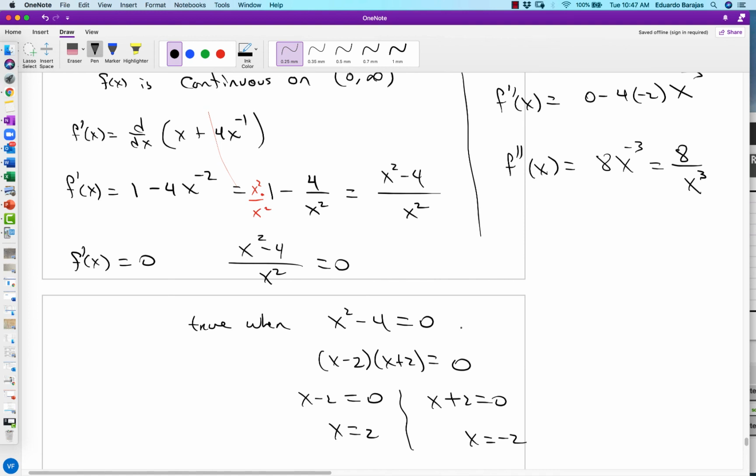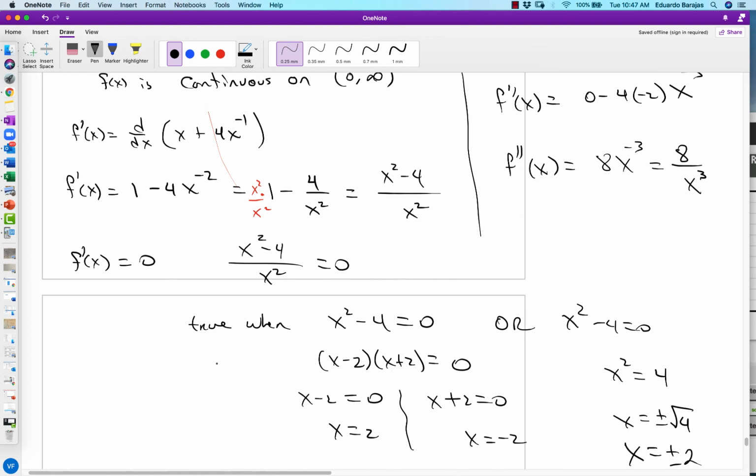And likewise, I could have said x squared minus 4 equals 0, x squared equals 4, so x equals plus or minus root 4, or x equals plus or minus 2, right? Either path would reach the same conclusion that x equals 2 and x equals negative 2 are two partition points of the first derivative.